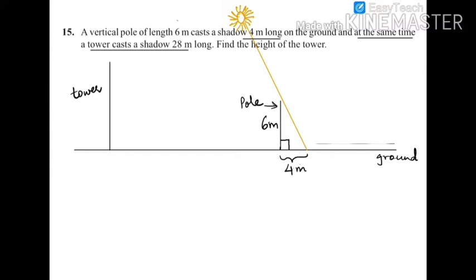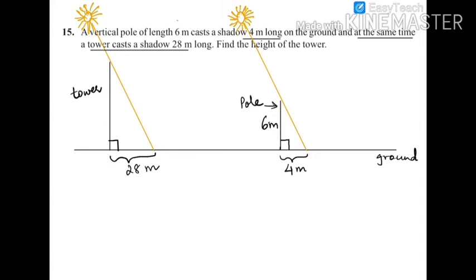So at the same time of the day, the sun rays are going to be parallel, and these rays will cast shadow at the same angle. We are talking about the angle made by the sun ray with the ground. Using this principle, we can obtain the shadow of tower, which is given as 28 meters. Since the tower is standing vertical on the ground, it makes 90 degrees with the ground. Now the figure is complete.